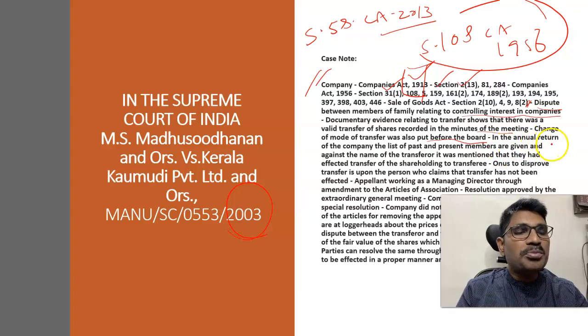In the annual return of the company, the list of past and present members are given, and against the name of the transferor, it was mentioned that they had effected transfer of the shareholding through transferee. Onus to dispute the transfer is upon the person who claims that the transfer he has not effected. Appellant working as a managing director through amended articles of association resolved, approved by the extraordinary general meetings.